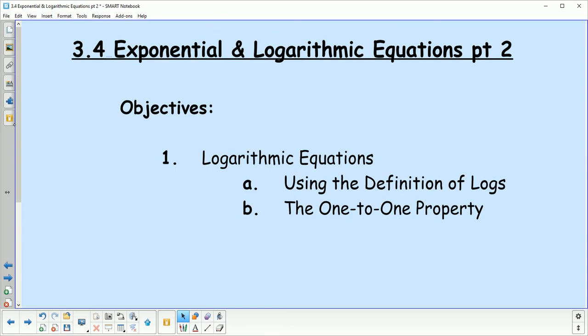So that is it for this one. We've gone over two types, and using definition of logs is essentially the same as the exponential equations using definition of logs. We just changed the order. Instead of going from exponential to log form, we're going from log form to exponential form. All right, so we'll see you next time. Remember, really important that we check our solutions with these two.